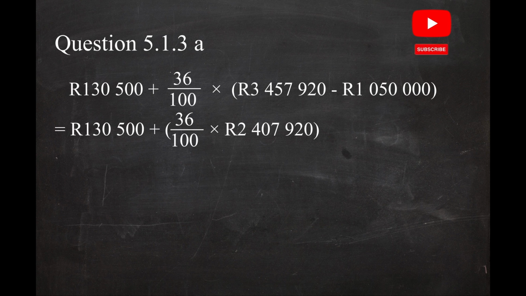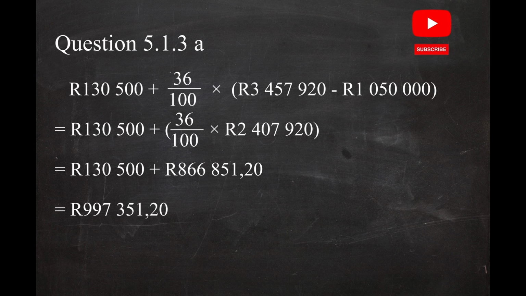This will simplify to 130,500 Rand plus 36 over 100 multiplied by 2,407,920 Rand. This simplifies further to 130,500 Rand plus 866,851 Rand 20 cents, and this equals a tax of 997,351 Rand 20 cents. Since this amount is less than 1 million Rand, you have to state that the statement is incorrect. If you don't make this last statement, you will lose 1 mark.